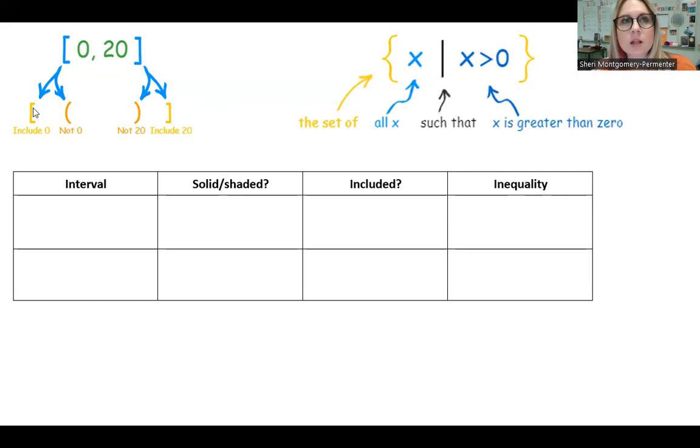So for an interval, if you have brackets, so I'm going to put brackets first. So if you have this or this on this side, then looking at this chart, if they are brackets, then you include that number that it's around. So you would definitely shade. So it would be a closed circle. We say that this is closed and you shade.